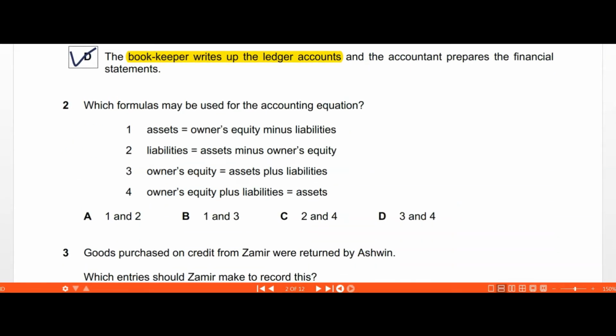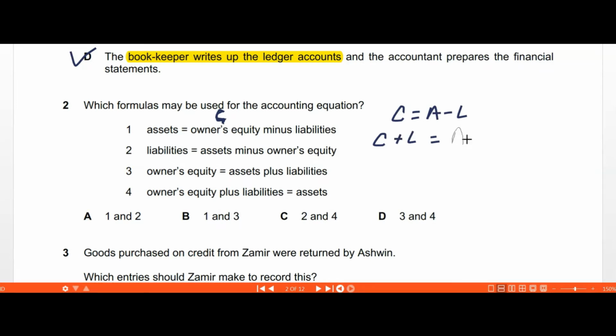Moving on to question 2, which formulas may be used for the accounting equation? Okay, so we all know accounting equation is capital is equals to assets minus liabilities. Now they have given us in different forms. So we have assets is equals to owner's equity minus liabilities. So owner's equity is actually the same thing as the capital, and then we have liability is equals to assets minus owner's equity. So like we can also write this in this form, right?